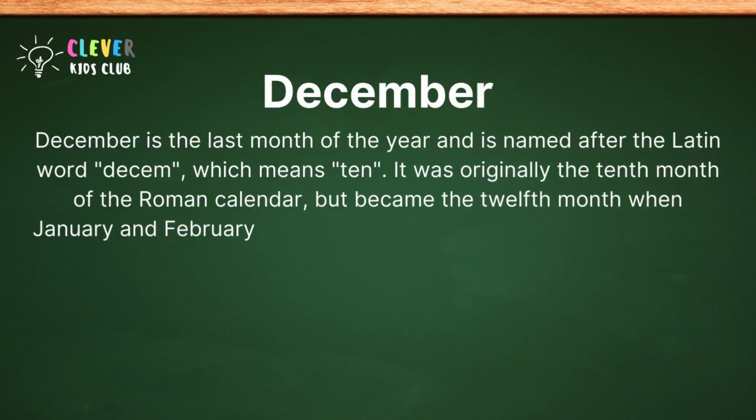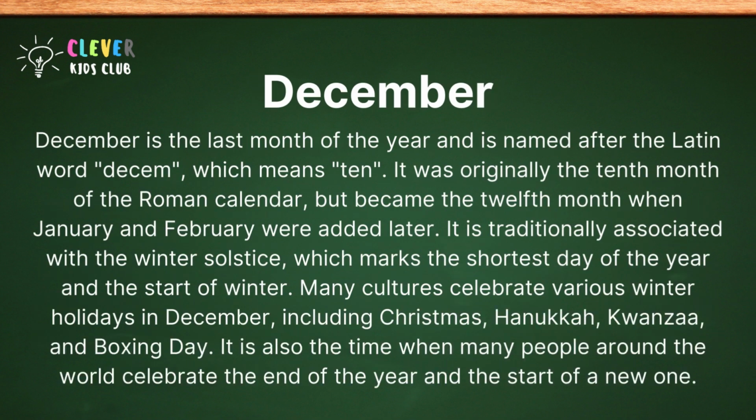December. December is the last month of the year and is named after the Latin word decem, which means 10. It was originally the 10th month of the Roman calendar, but became the 12th month when January and February were added later. It is traditionally associated with the winter solstice, which marks the shortest day of the year and the start of winter.